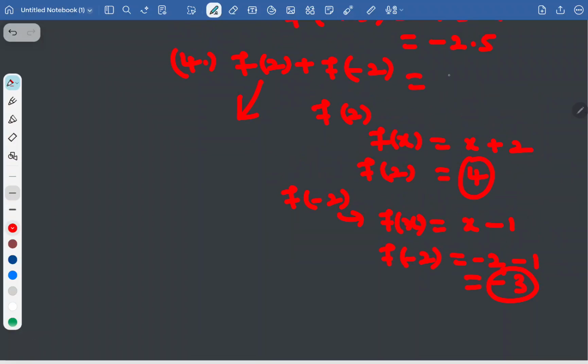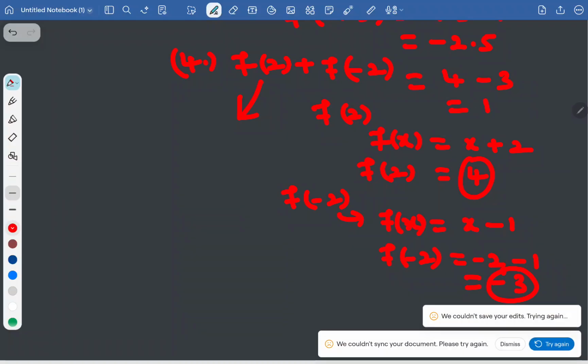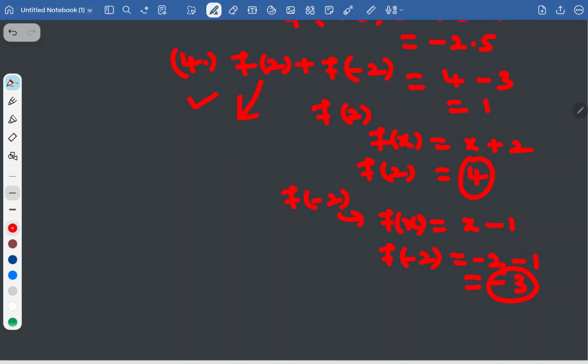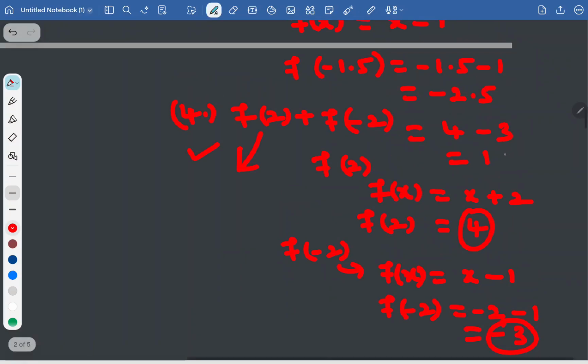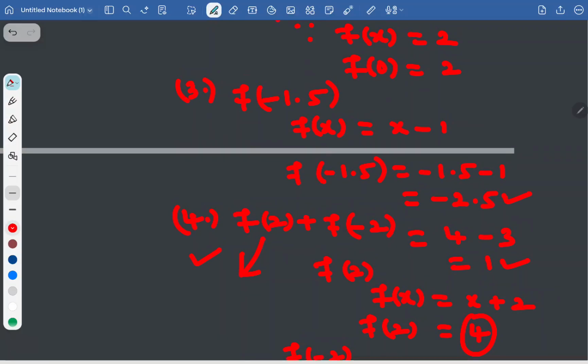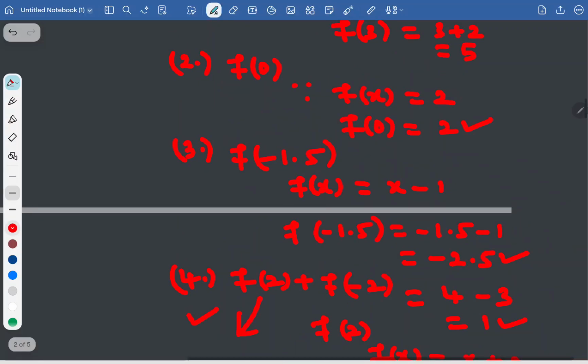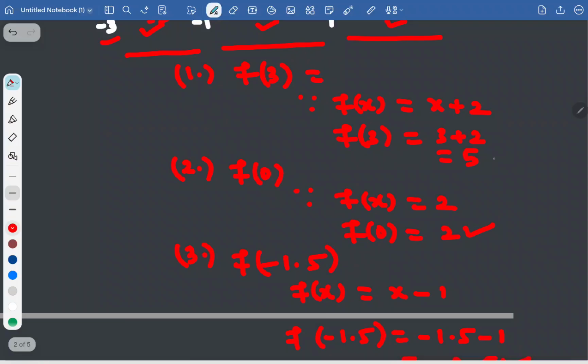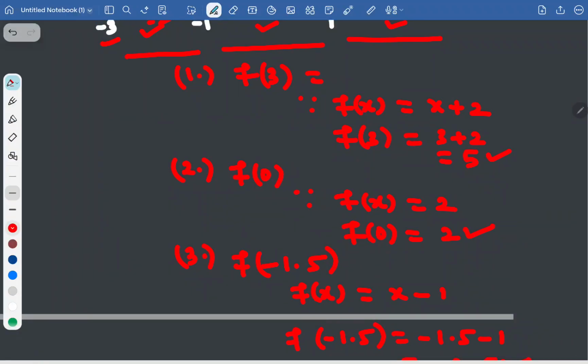Therefore, f of 2 is 4 plus f of minus 2, minus 3. 4 minus 3 is 1. I have solved all the subdivisions. For the fourth one, the answer is plus 1. For the third one, minus 2.5. For the second one, the answer is 2. For the first one, the answer is 5.